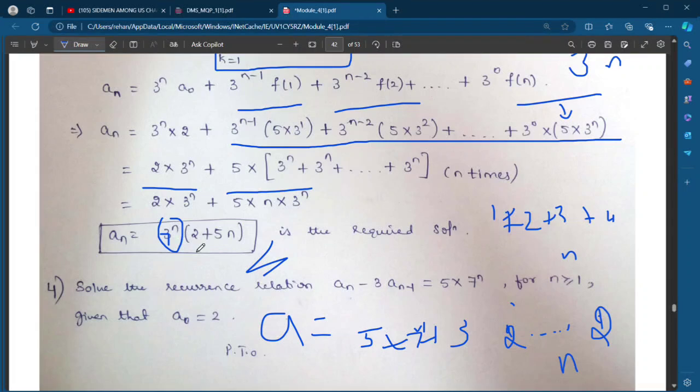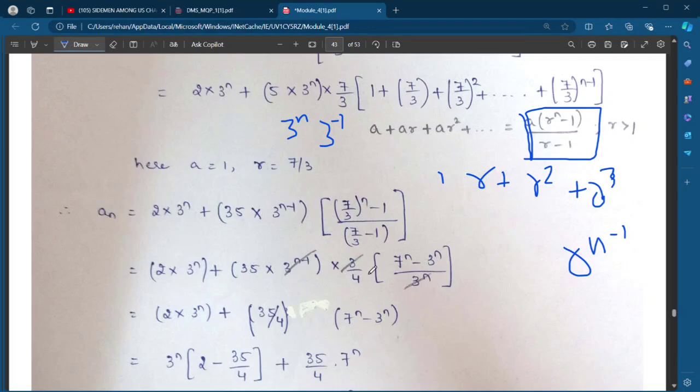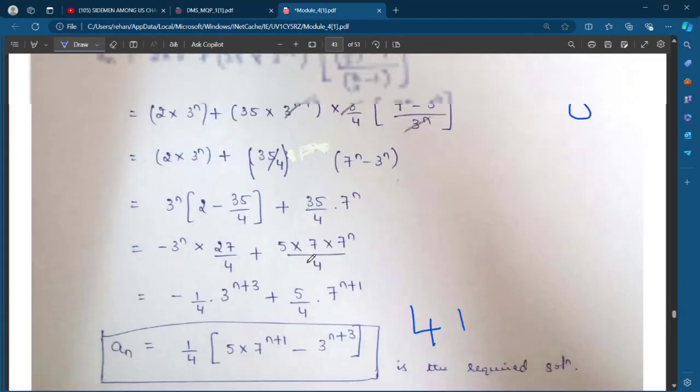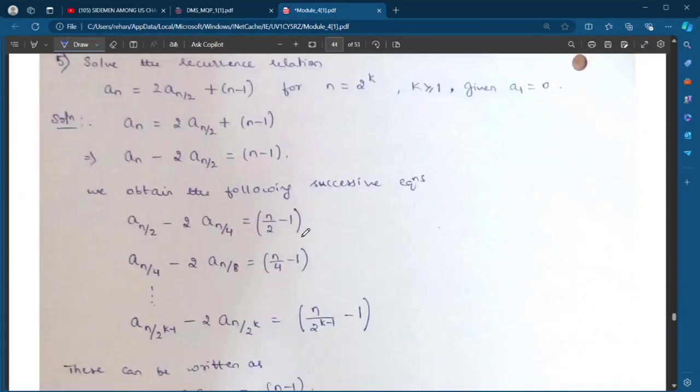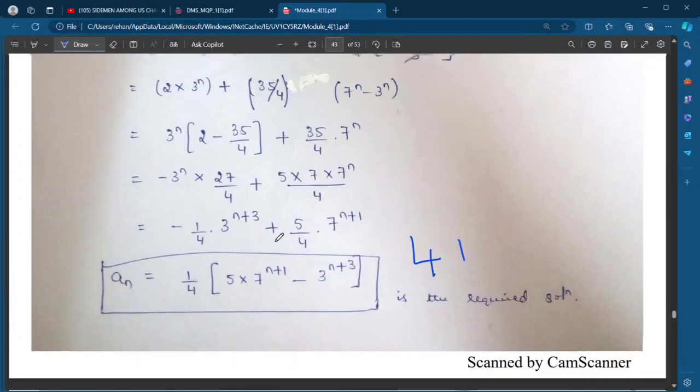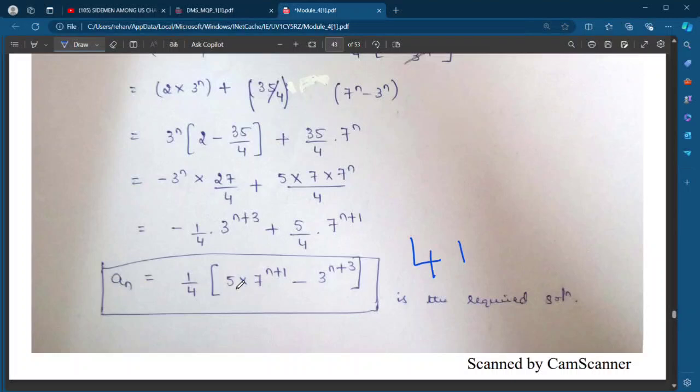So 7 power 1, 7 into 2 plus 5, that is 7 into 7. So it will become 7 square equals 49. But this is 41, not 49. So let me try. No bro, this is giving me 41 itself if I take.